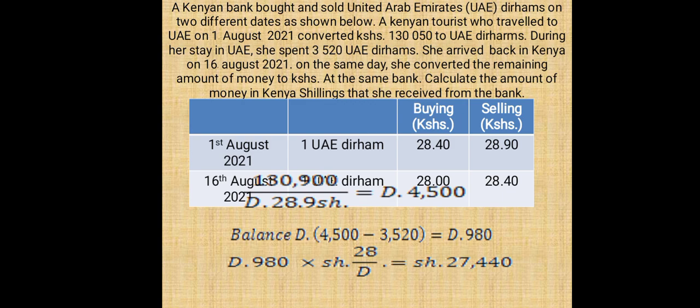Now converting 130,050 Kenyan shillings at a rate of 28.9 to dirhams, the tourist got 4,500 dirhams. Now after spending 3520 of the 4,500, she remained with 980 dirhams. Now coming back to Kenya, changing 980 dirhams to Kenya shillings at a rate of 28, she got 27,440 Kenya shillings.